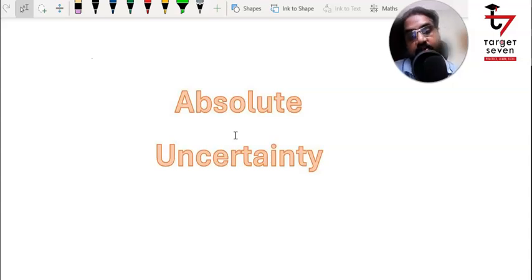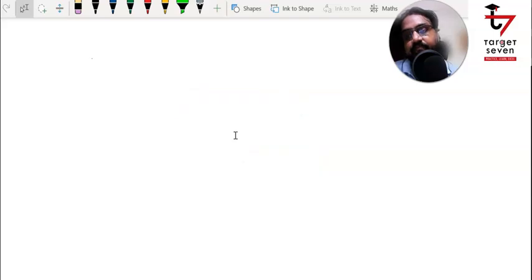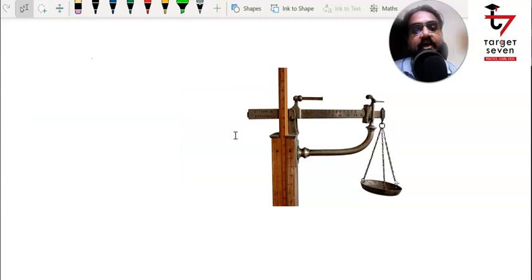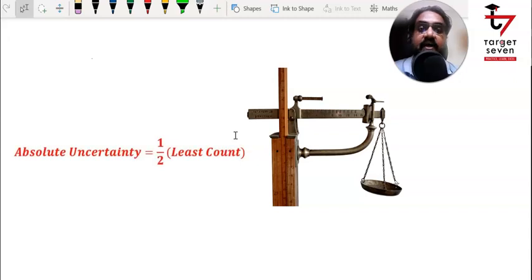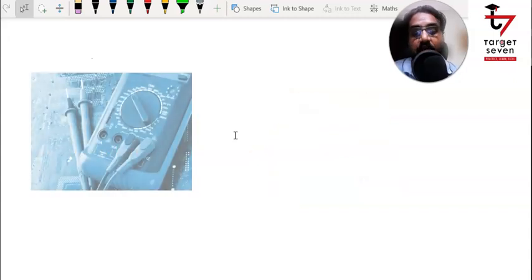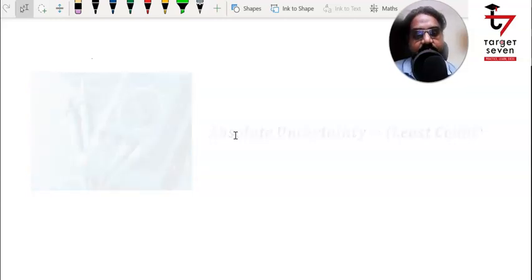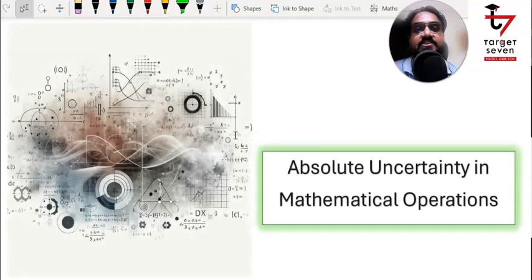In the previous video, we noticed that the absolute uncertainty is dependent on the measuring device. For an analog device, the absolute uncertainty is half the least count, while for a digital device, the absolute uncertainty is the least count itself. In this video, we are going to explore how the concept of absolute uncertainty will be put to use.